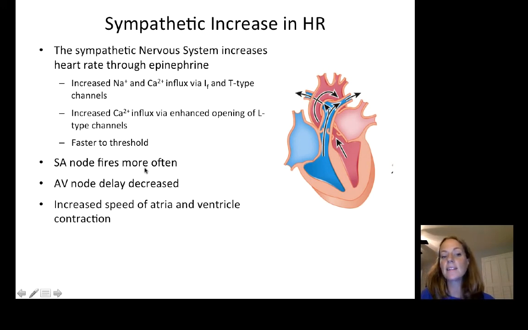That means that the SA node is going to fire more often. The AV node delay will be decreased, so there'll be less of a delay, and you're going to get an increased speed of atrial and ventricular contraction. So the sympathetic nervous system can increase heart rate.